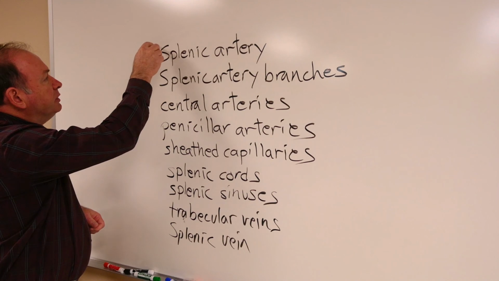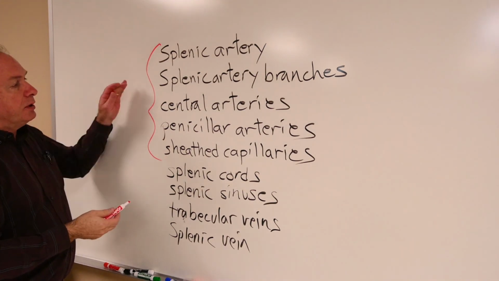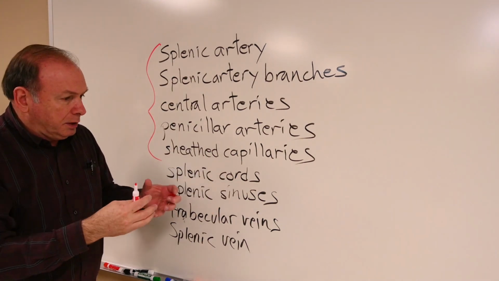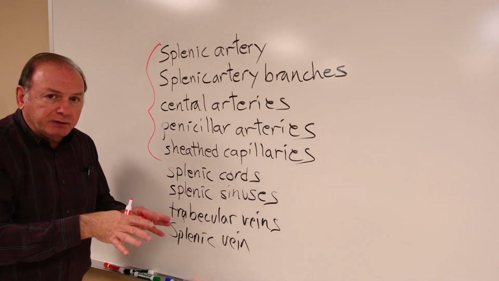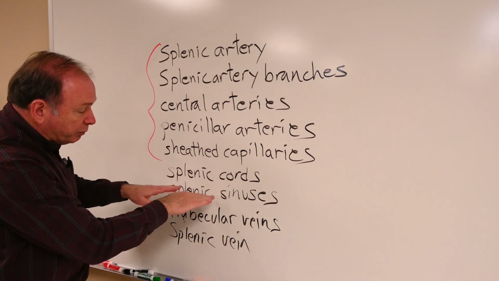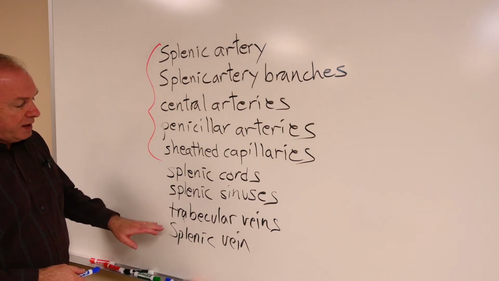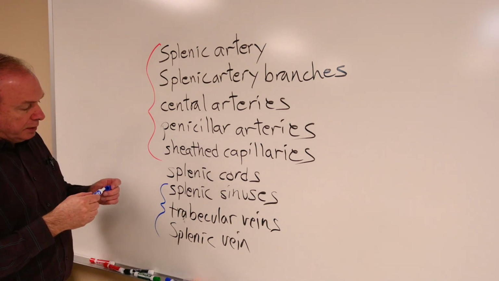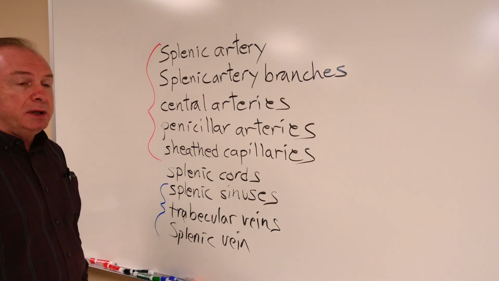So all these up here, these are arterial. I'll put a little red bracket around these up here. So these are arterial branches going in. And then the splenic cord is that reticular fiber and reticular mesh of tissue that the blood cells have to kind of filter through, and then beyond that, those blood cells move into those splenic sinuses. The splenic sinuses then move into trabecular veins and eventually into the splenic vein and out of the spleen. So that's your blood pathway, the path of blood within the spleen.